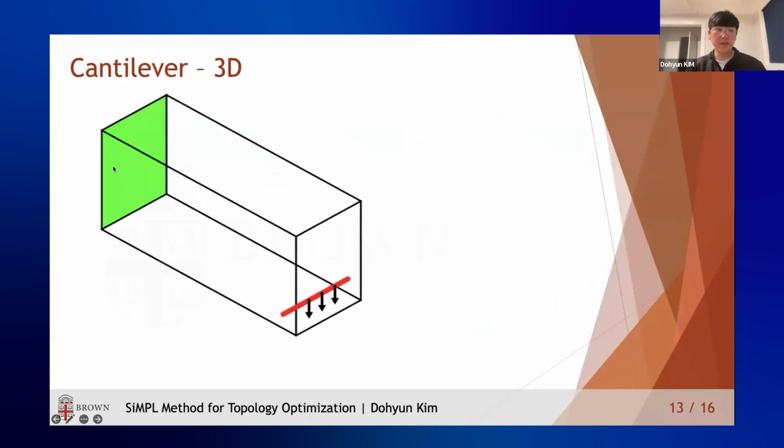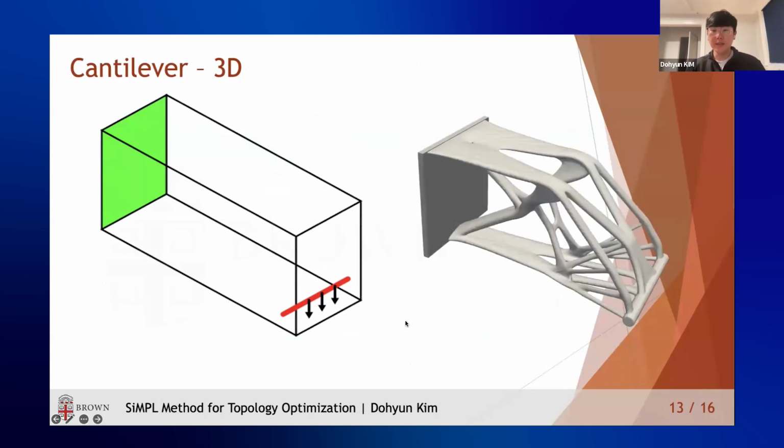So in this case, we fix the left boundary here and we apply a force on the right bottom. And in 3D, we obtain this result with only 44 iterations. It converges much faster than the usual first order algorithm that topology optimization people would use.